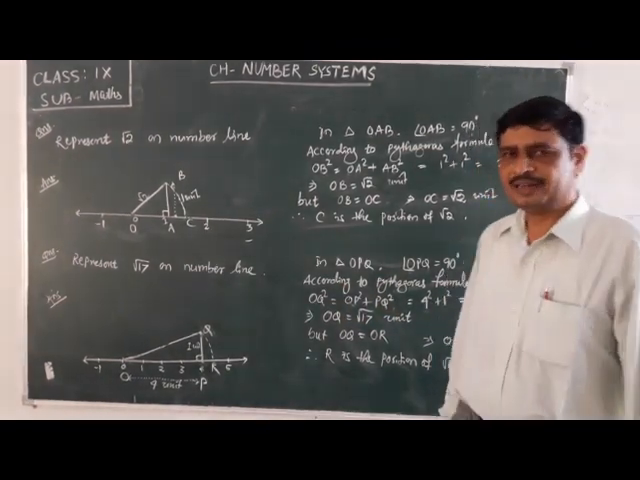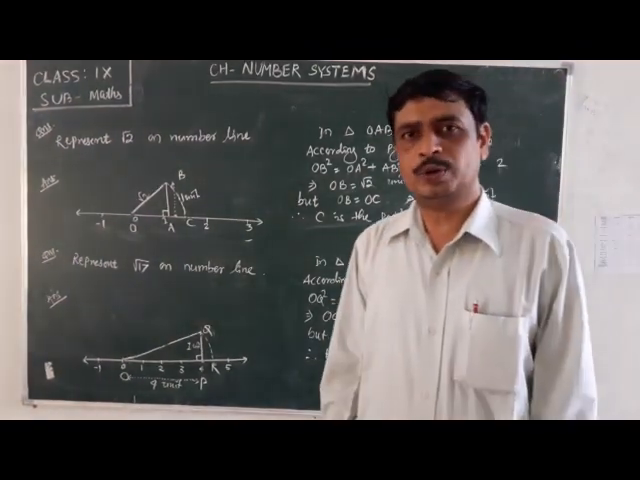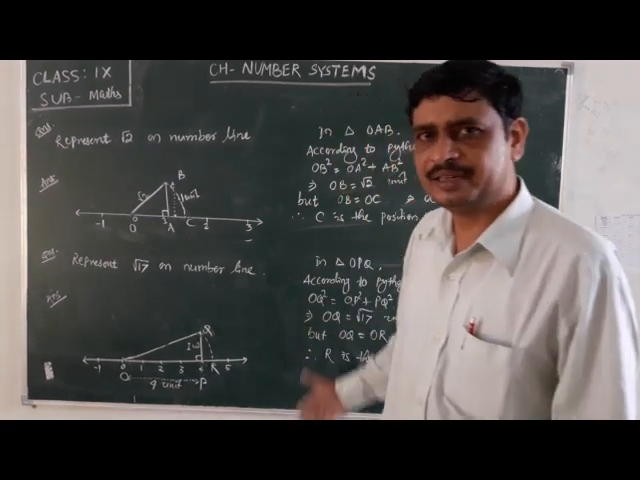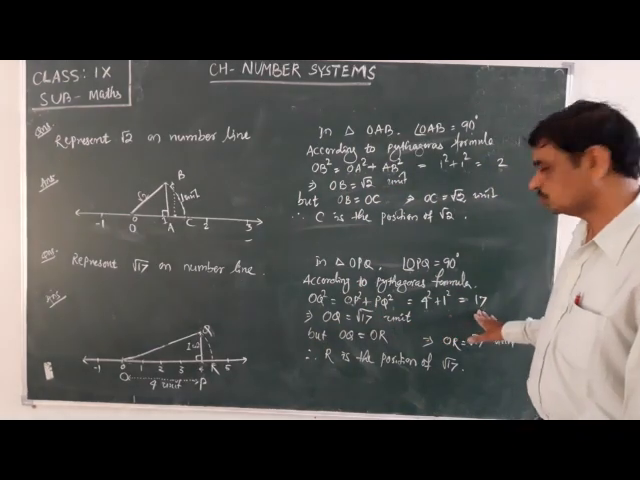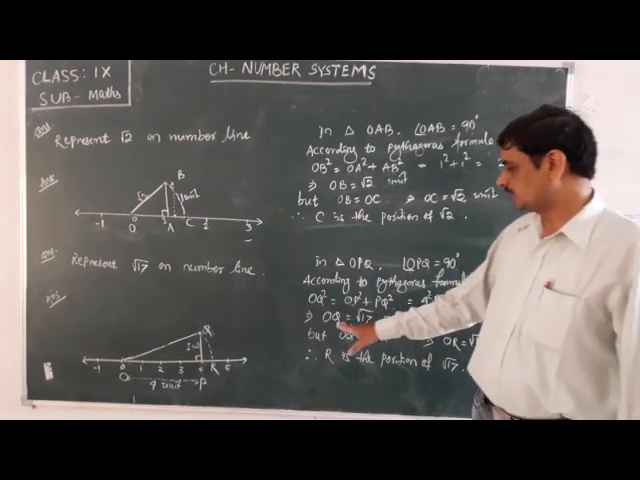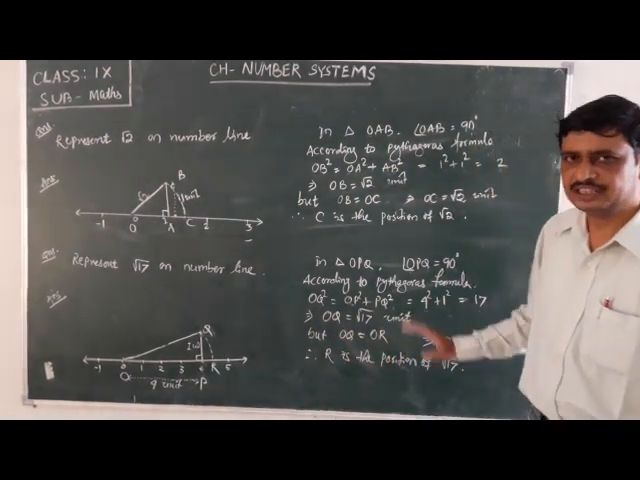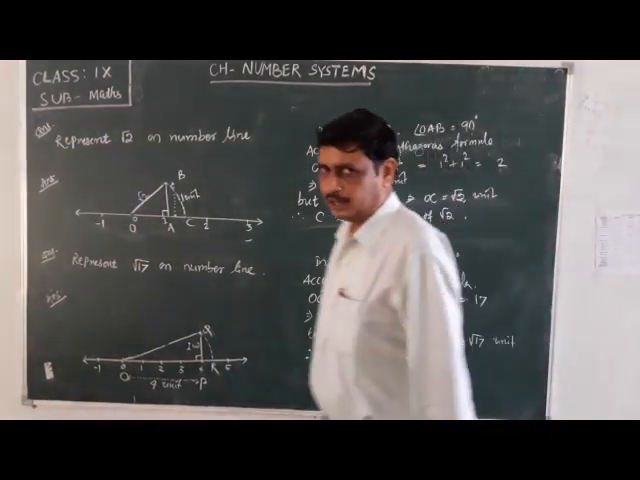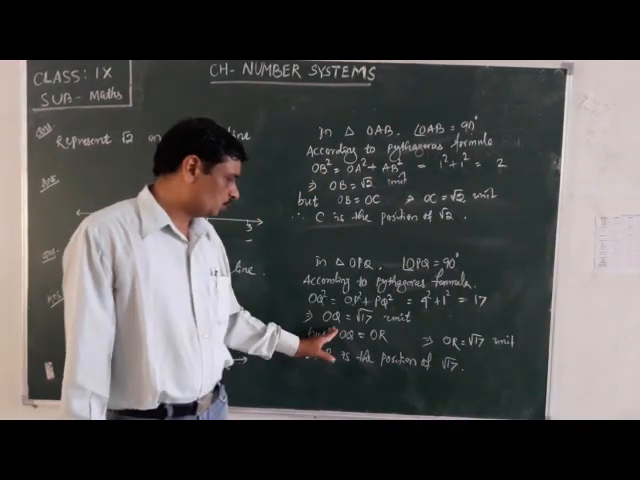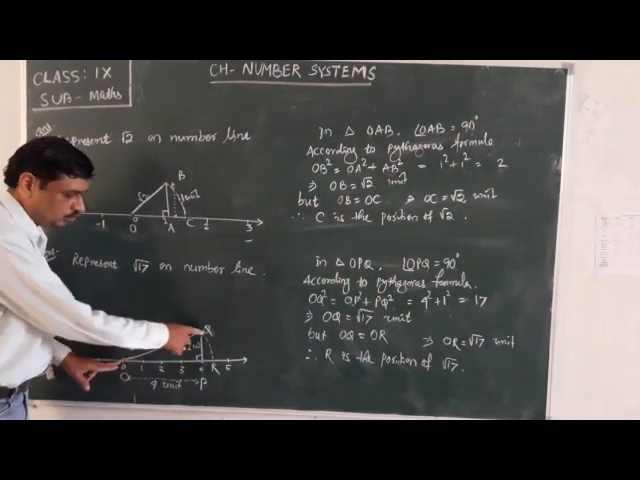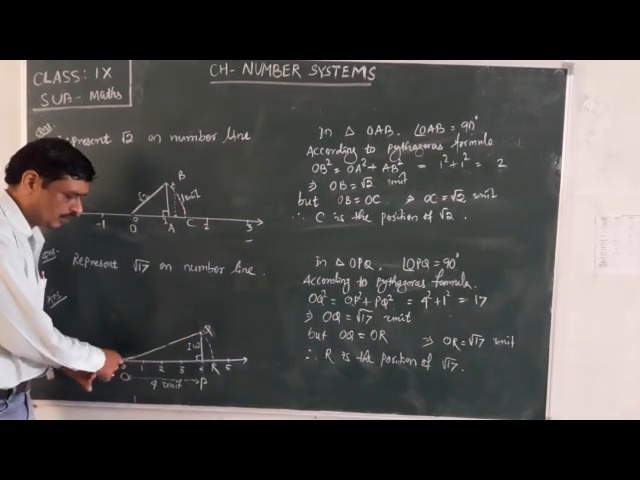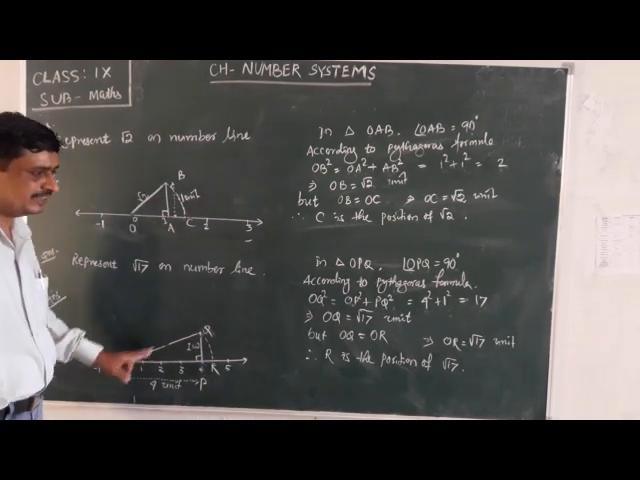Then we have to take the square root in this statement. Square root of OQ square becomes equal to square root of 17. Here OQ becomes root 17 unit. This means the length of OQ, the distance from O to Q, is root 17 unit.